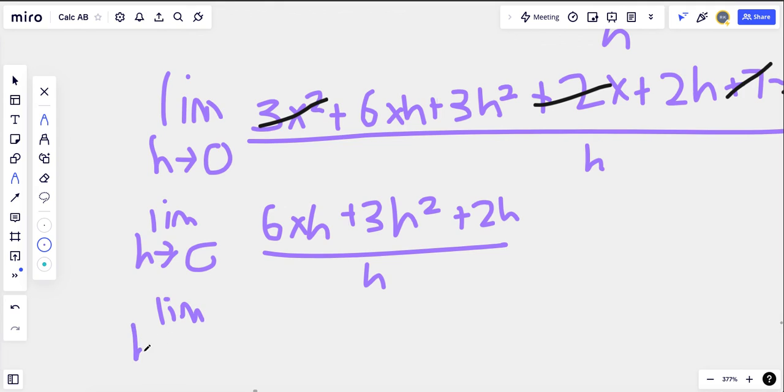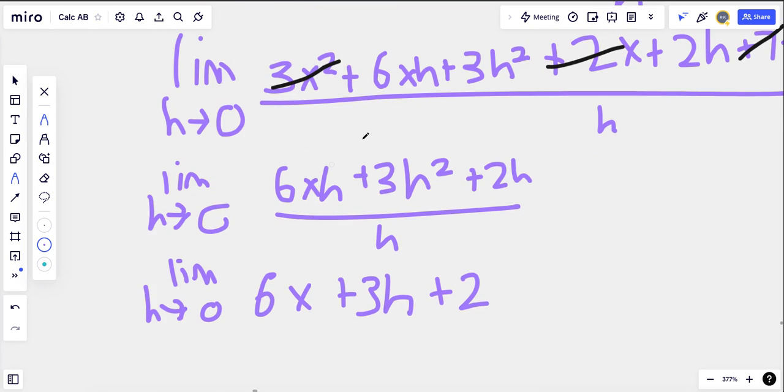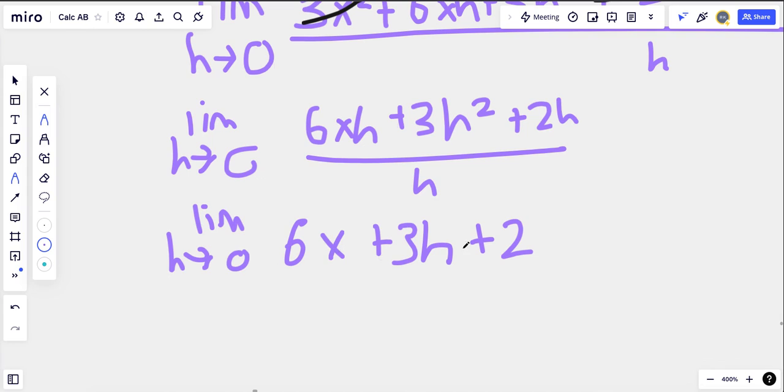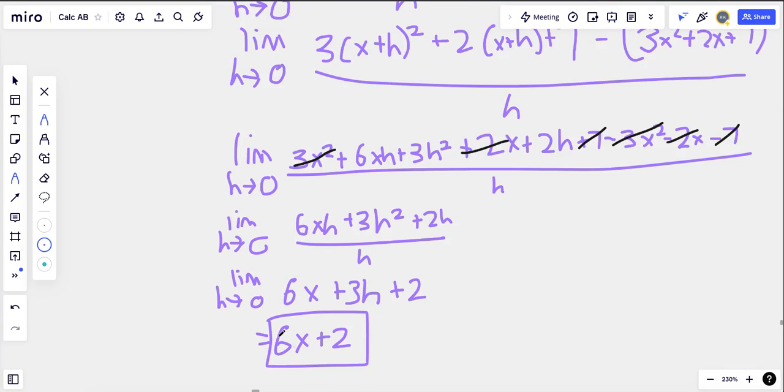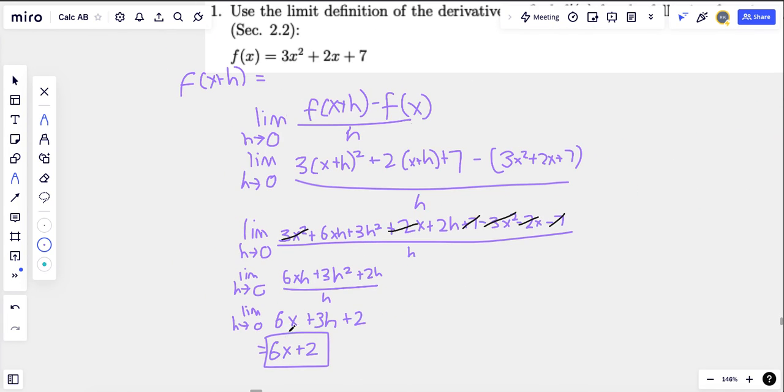So limit as h goes to 0, and then this becomes 6x plus 3h plus 2, and now just evaluate this at 0, and then this is 3 times 0, so it's just 0. So you're just left with 6x plus 2. Okay, so yeah, it did require a bunch of steps, but it's necessary to do it.